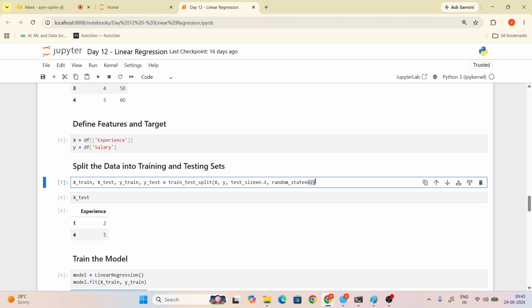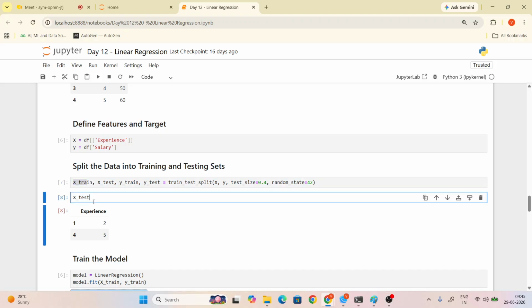Do you have any doubts, guys? You can check anything: x_train, x_test, y_train, y_test. Here I am checking x_test. What data is going into X test? The random state can be any number we choose. Mostly companies use 42 or 101 or some constant value.